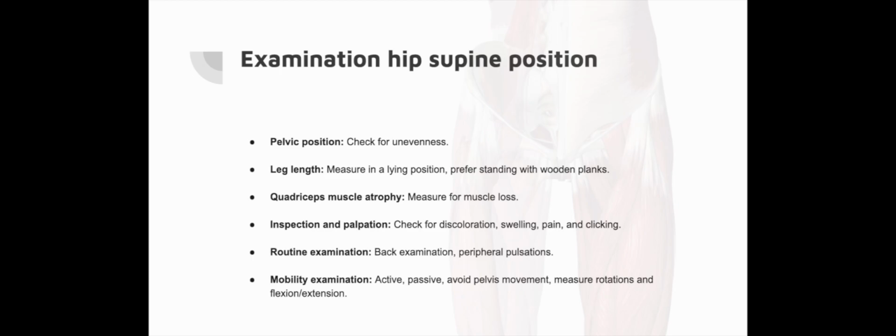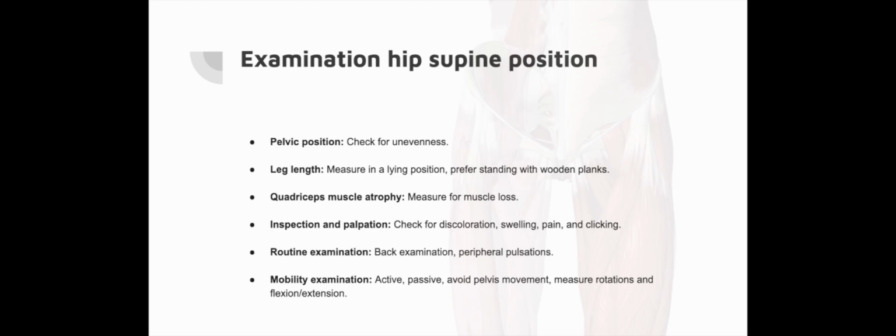over the greater trochanter. A routine examination of the lower extremity also includes an exploratory back examination to rule out any spinal cord abnormalities that could contribute to hip pain and limited mobility. Peripheral pulses are checked to ensure adequate blood supply to the lower extremities.